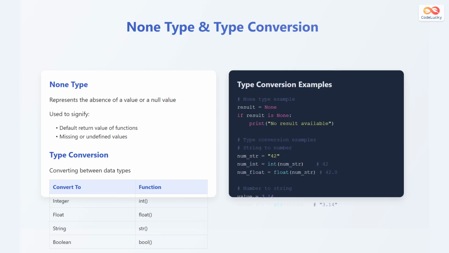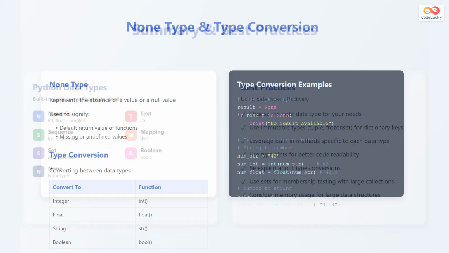In the conversion table, you can see the functions to convert to each data type. For example, you can use int with parentheses to convert to an integer, float with parentheses to convert to a floating point number, str with parentheses to convert to a string, and bool with parentheses to convert to a Boolean. Here are the examples. In the NoneType example, the result is assigned the value None. In the string to number conversion, the string "42" is converted to an integer using the int function, and to a floating point number using the float function. To convert a number to a string, you can use the str function.